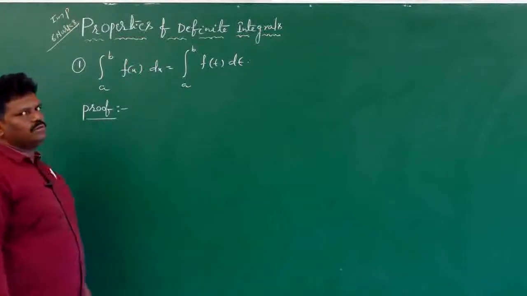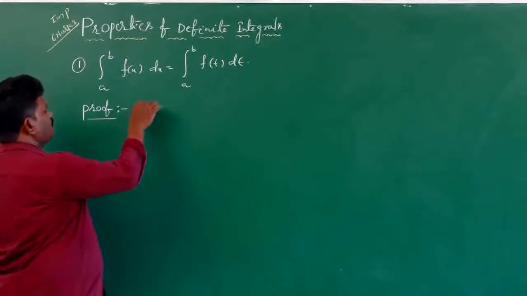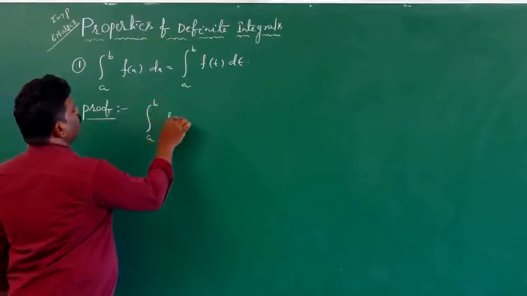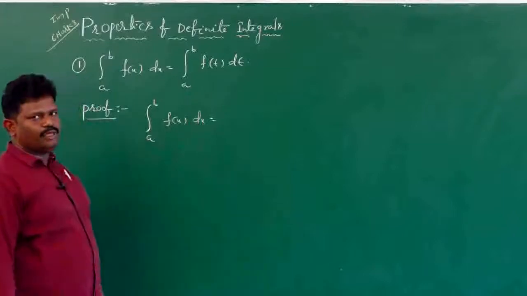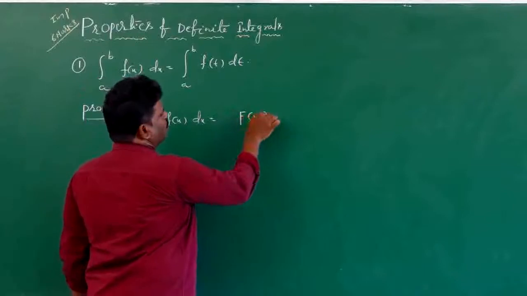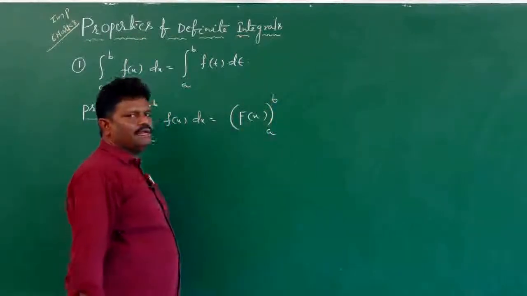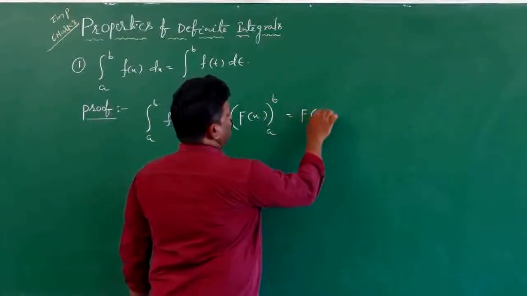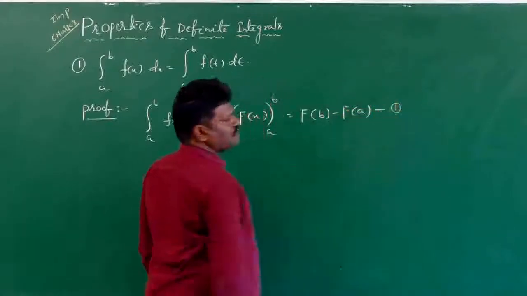So already we know that in one condition I explained the definite integral and how to find it. The integral from a to b of f of x dx is equal to the function value f of x with the limits a to b applied, upper limit minus lower limit. Then we get f of b minus f of a. So this is equation 1.